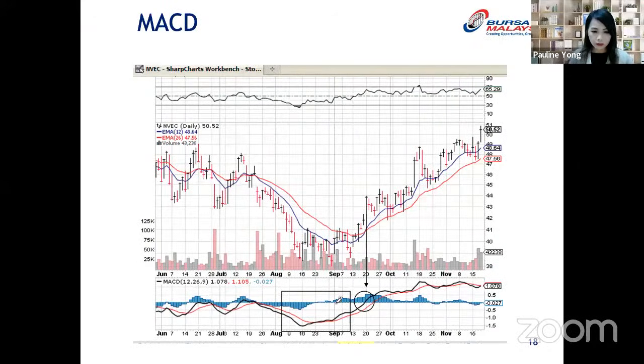So to give you a more detailed explanation, how are these lines formed? First, the black line is formed when you use the 12 days exponential minus the 26 days exponential. Then the red line is the 9 days moving average of the black line. Then how do you form the histogram? The histogram is the distance between your black line and the red line. When you have a big gap here, the histogram is the tallest.